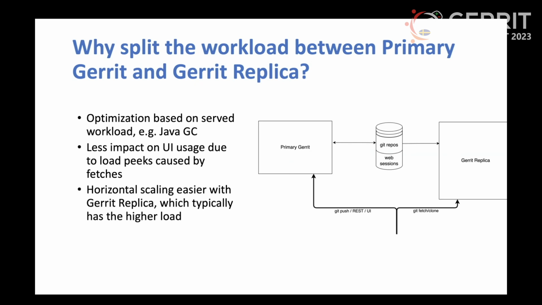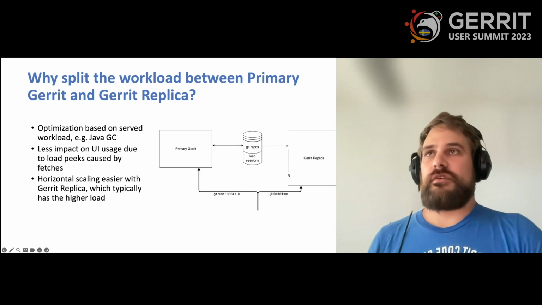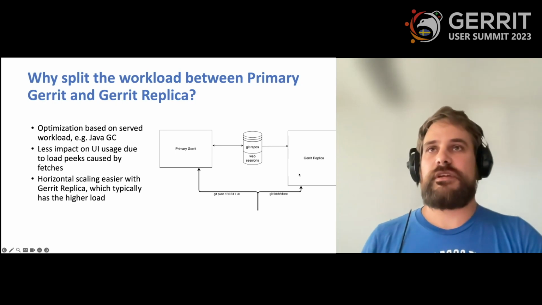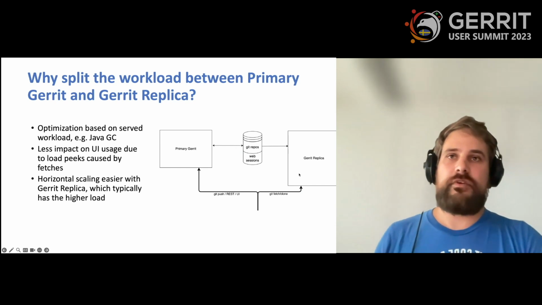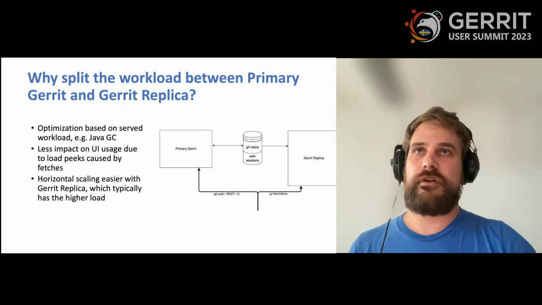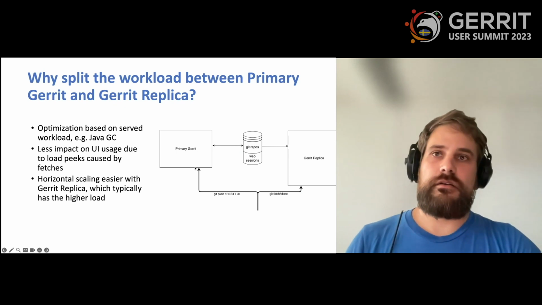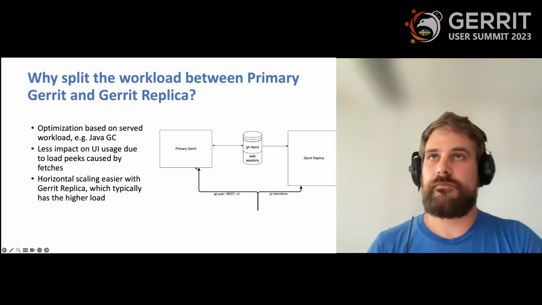That's something that we already do at SAP outside of Kubernetes, where we had quite good experiences, because it allows us to optimize the primary Gerrit and the Gerrit replica for the different workloads that they see. The highest impact that we saw was on Java garbage collection, because on the Gerrit replica, which is serving fetches and clones, we can live with longer stop-the-world pauses. Whether your fetch takes 10 seconds longer or shorter, you probably won't notice. But if your page in the UI takes 10 seconds to load, you will notice.